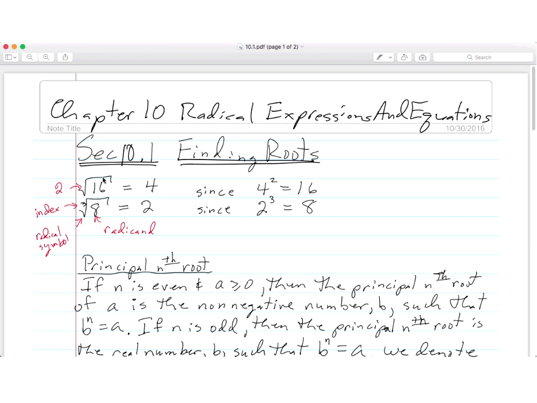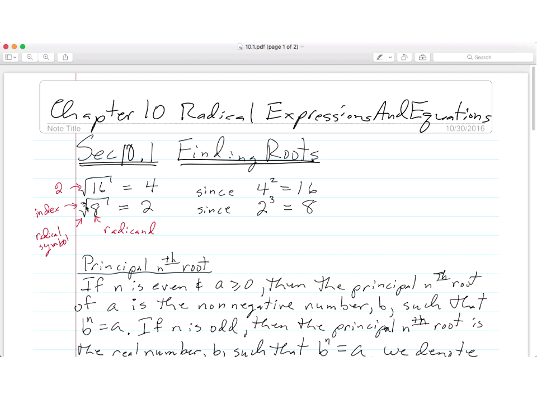So, the square root of 16 is equal to 4 because 4 squared is 16. Okay. If I don't put a number here, let's assume that the number is 2. And so 4 raised to the power 2 is 16. Therefore, the square root of 16 is 4. Next, the cube root of 8 is equal to 2 because 2 cubed is 8.